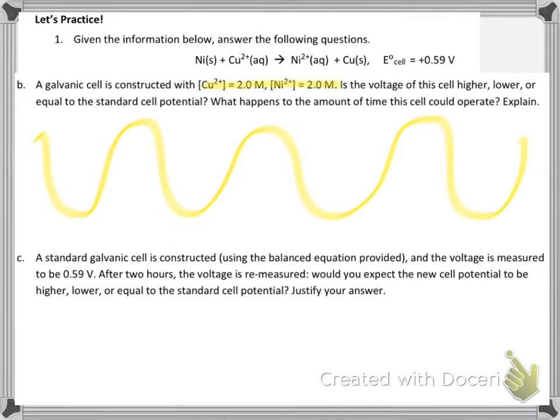So it's giving you the starting concentrations and the cell potential. We are looking at the same thing. They want to know, is the voltage higher, lower, or equal to the standard cell potential? And here's a fun one. What do you think happens to the amount of time that this cell could operate? All right, I would like you to pause the video and try to answer this on your own, see what happens, and when you are ready to check the answer, unpause the video.